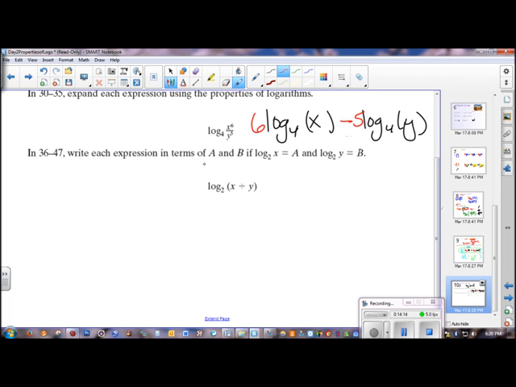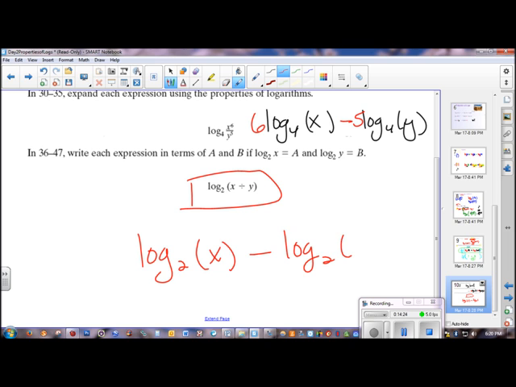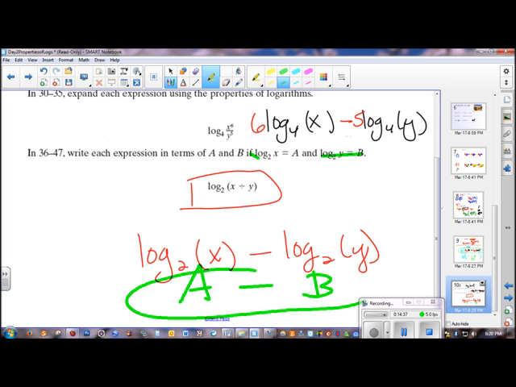Well, let's begin by expanding this log. We see division inside. We have a rule that says that'll turn into log base 2 of x minus log base 2 of y. And now we'll go back and pick up the rest of the instructions. It says that log base 2 of x is a, so we can replace this with a. And it says log base 2 of y is b, so we can replace this with b. My final answer is a minus b, and that's all there is to it.